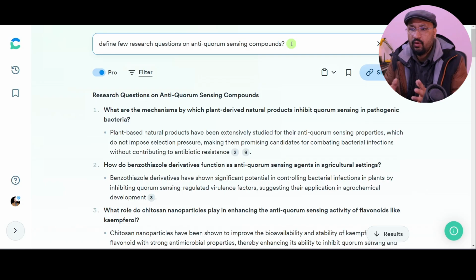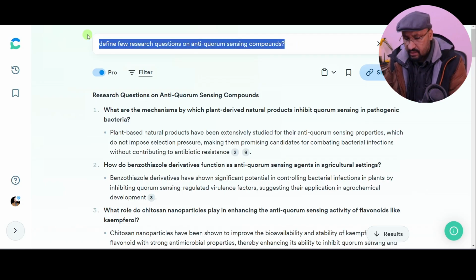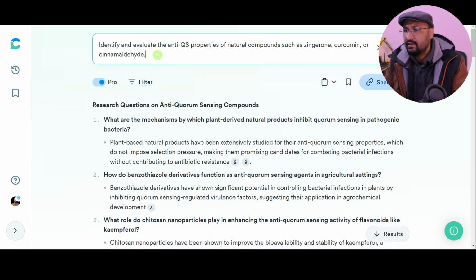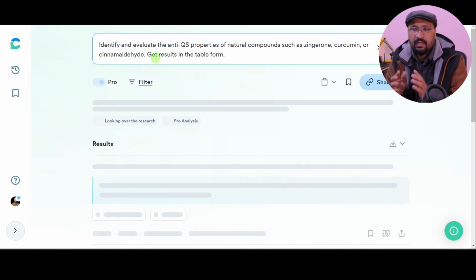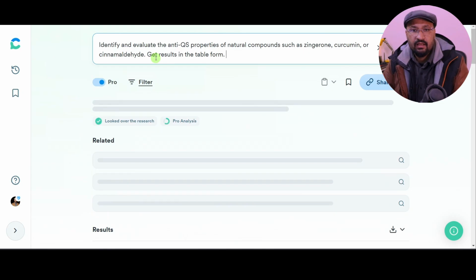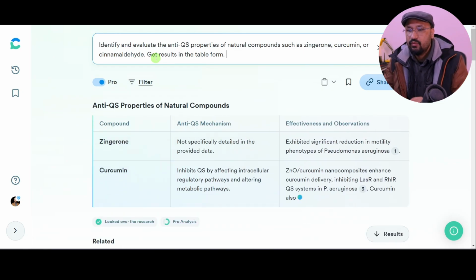Now in this one, I've already designed this, so I'll just paste that question. You can also design your own prompts. Here I have written, identify and evaluate the anti-quorum sensing properties of natural compounds such as gingerone, curcumin, or cinnamaldehyde. So these are the compounds that are already being explored for their anti-quorum sensing activity. I'm saying just identify those compounds, and interestingly, you can also get the results in table form. Sometimes it's convenient for me. I usually want to read the results in table form. It's more organized for me.